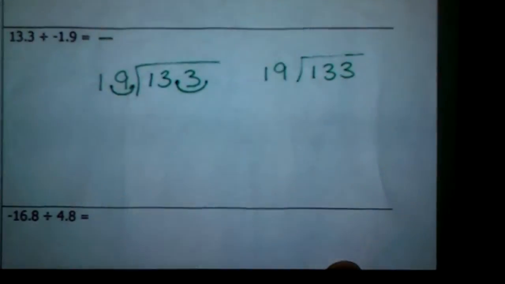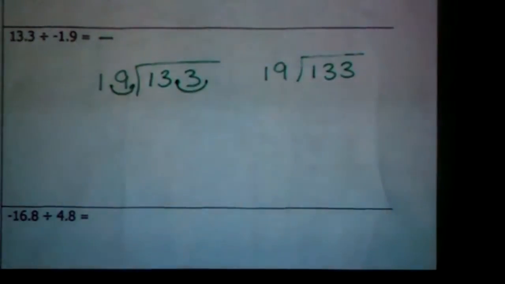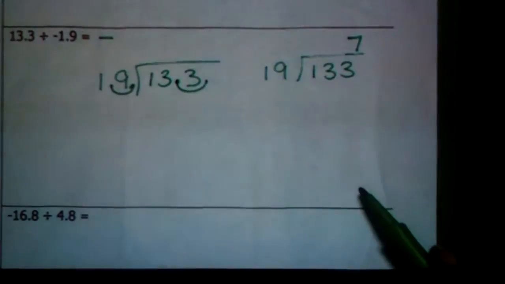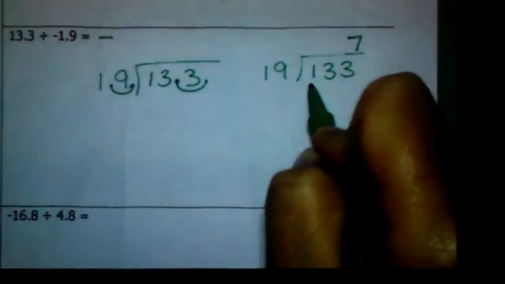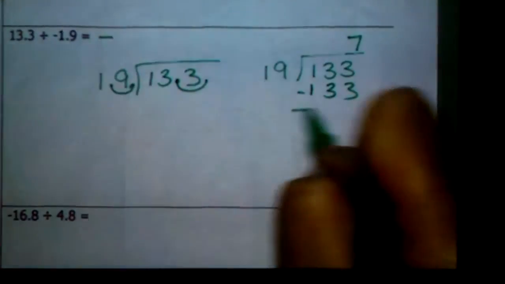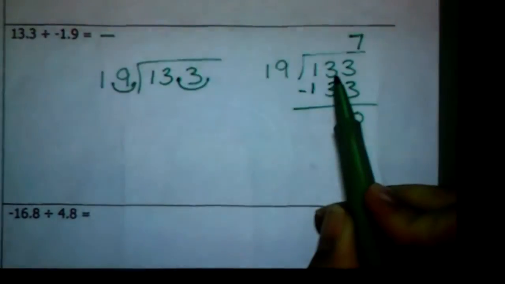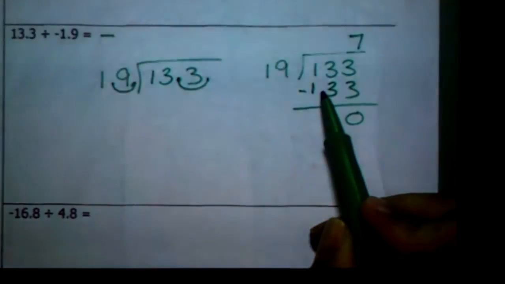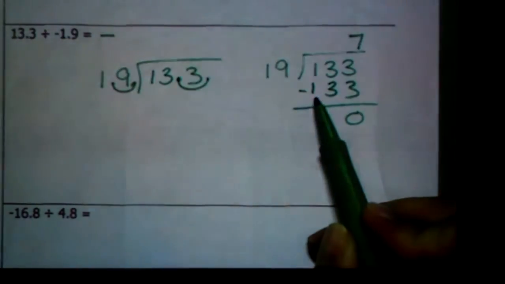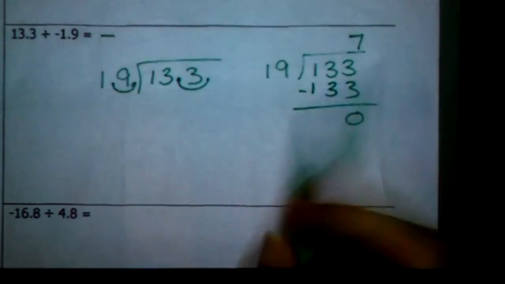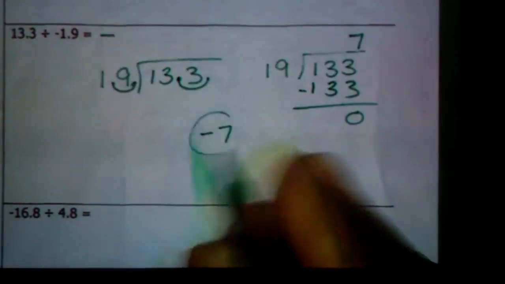So I can't imagine you know your 19s very well. Use some estimation. I'm going to let you off the hook and say, miraculously, 19 times 7 is exactly 133. And we end up with no remainder. Notice there's no decimal point at all in this problem now. So 13 3/10 divided by a negative 1 9/10, we knew was going to be negative, and it happens to just be a plain old 7. So my answer is negative 7.